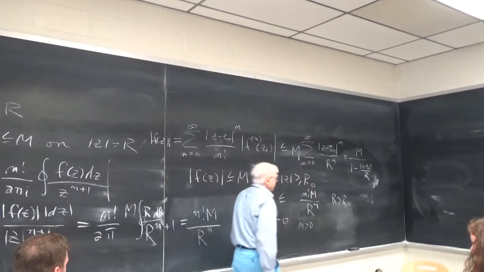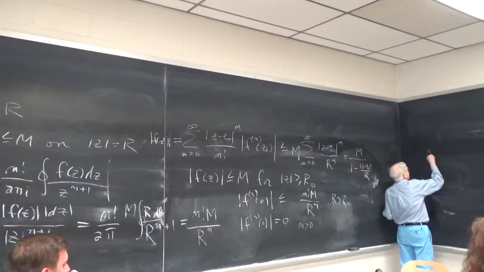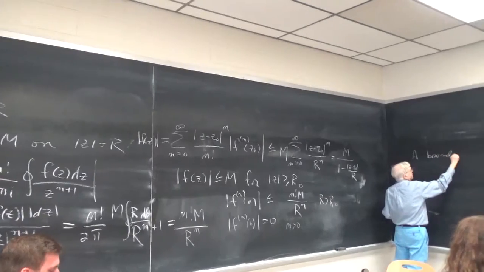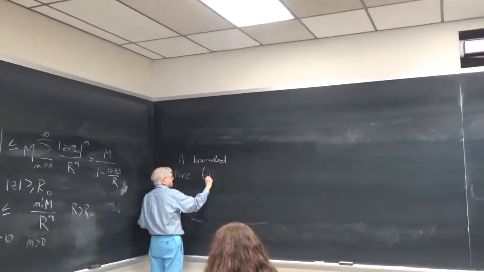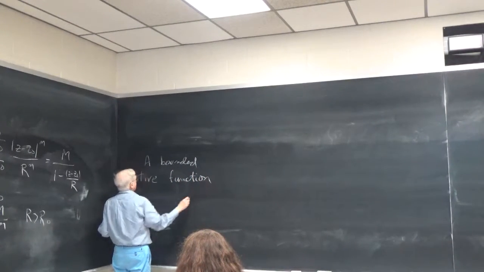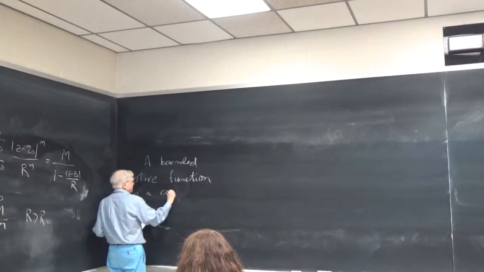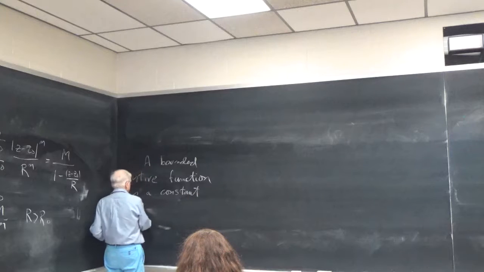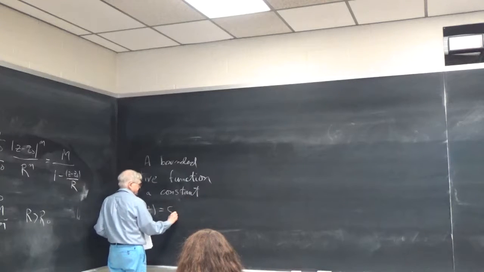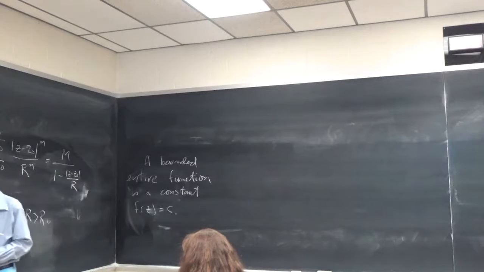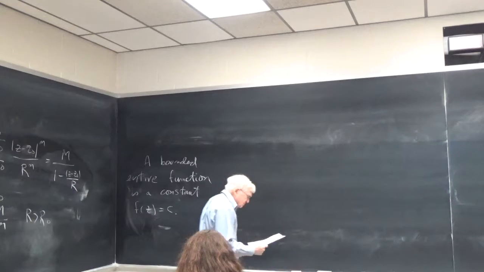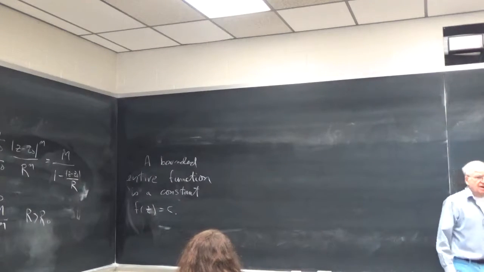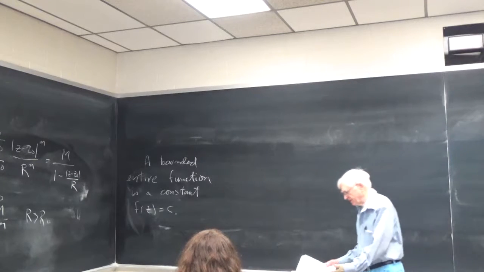So the bottom line here is that a bounded entire function, entire meaning analytic everywhere, is a constant. That's to say f of z is equal to c for all z. So that is Liouville's theorem. And Gauss then applied Liouville's theorem to algebra and proved the fundamental theorem of algebra.